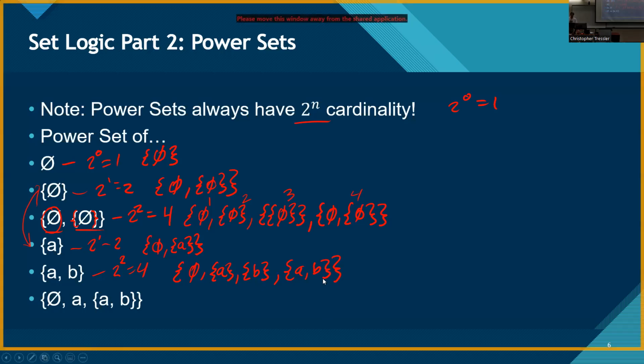And finally, we have one with 3. So this one's going to be a little bit more content. We're going to have 2 to the power of 3, which is equal to 8 total. So if we write this out, we're going to have our null set, and we're going to have all of our individual members.